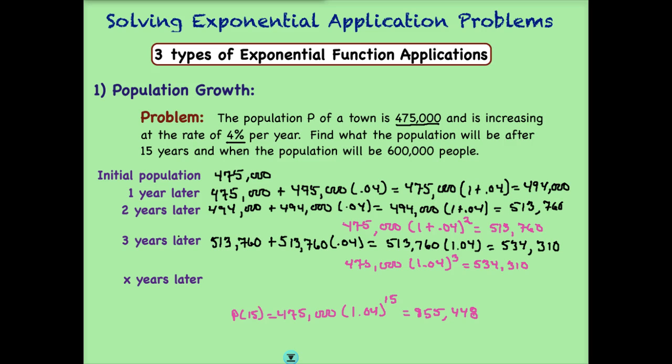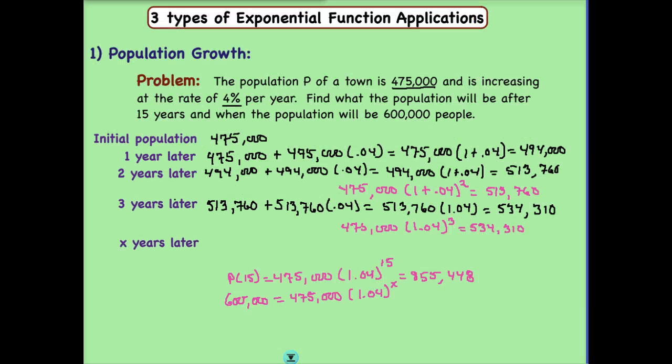So what about the second part of this problem? When will the population be 600,000 people? So in other words, we have 600,000 is equal to 475,000 times 1.04 raised to an x value, which is time. Since we have not started doing logarithms yet, we cannot solve this algebraically. But what you do know how to do is put this in your calculator.